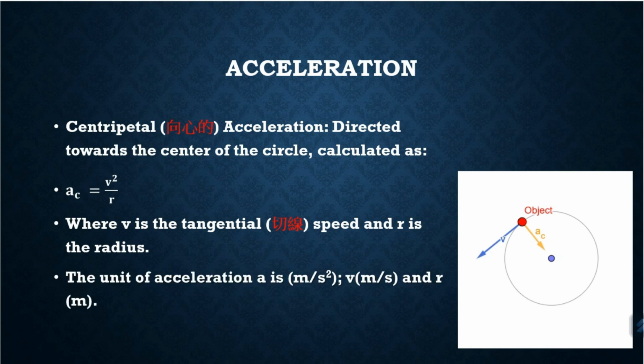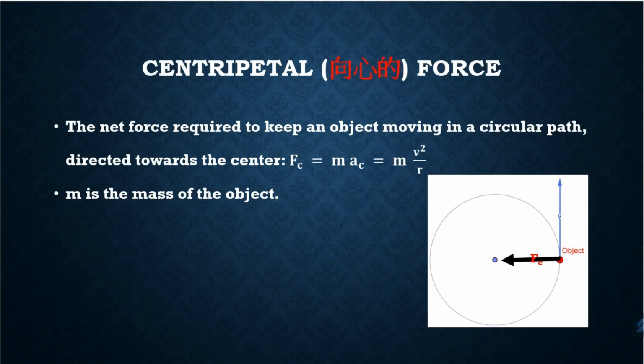A quick way to verify this formula is by checking the units. The unit of acceleration is meters per second squared, and tangential velocity has unit of meters per second. Dividing v squared by the radius, we obtain the correct unit for acceleration, meters per second squared. So now we already understand centripetal acceleration. Let's move on to centripetal force.